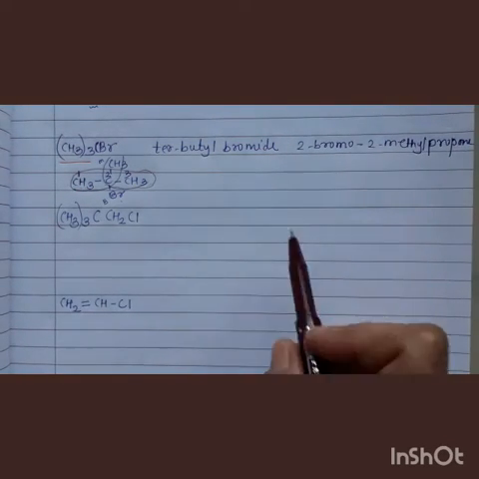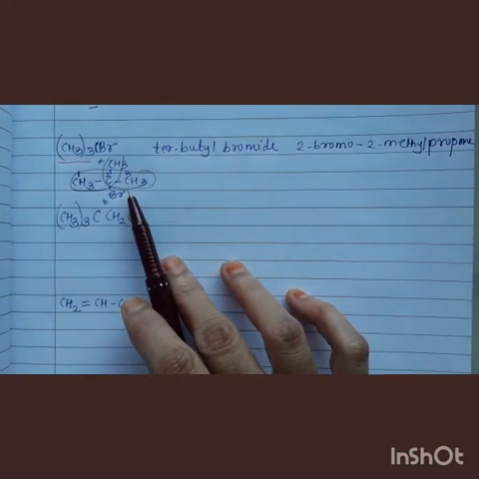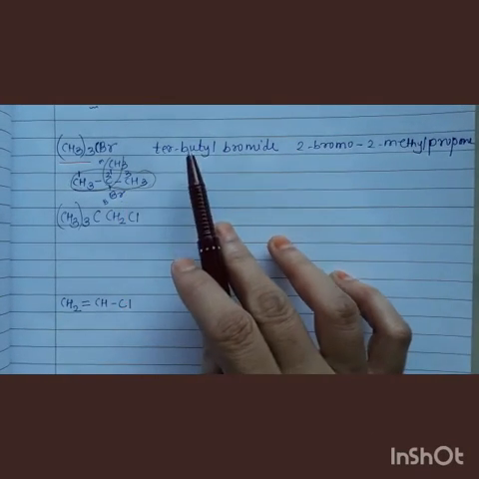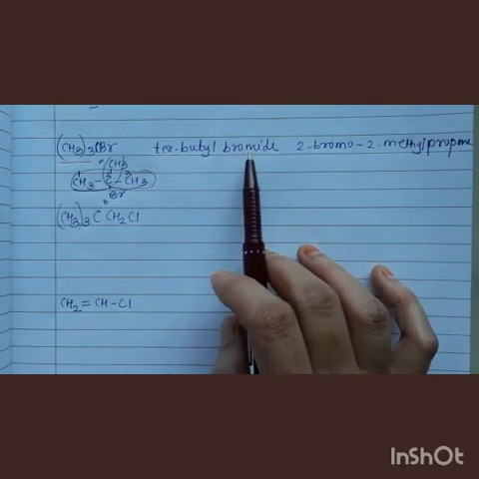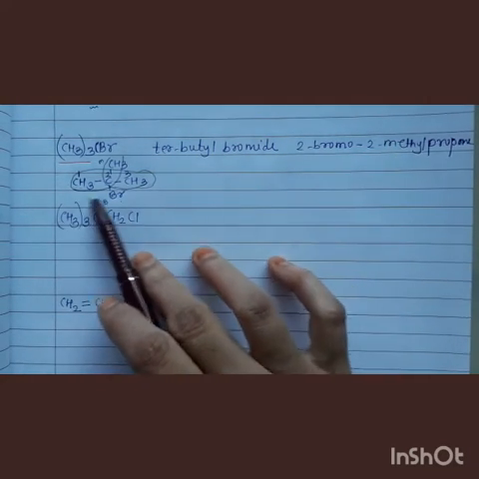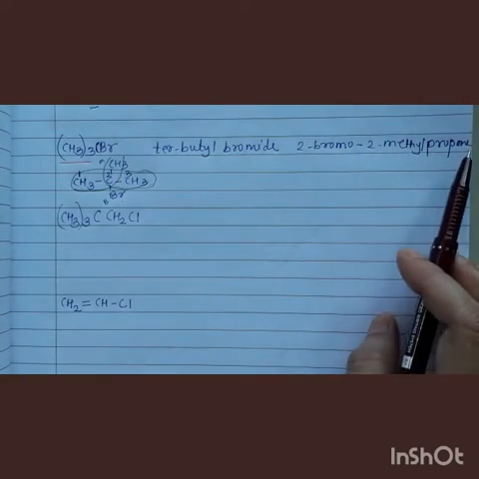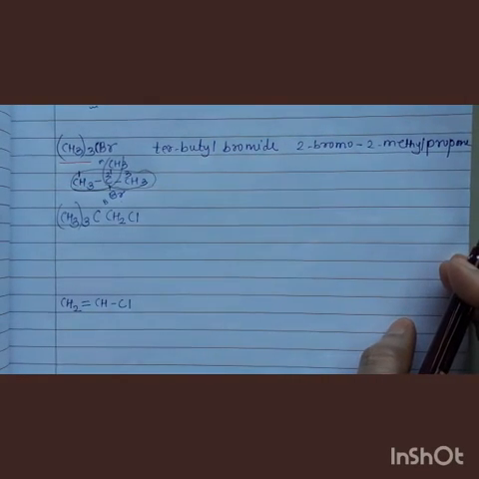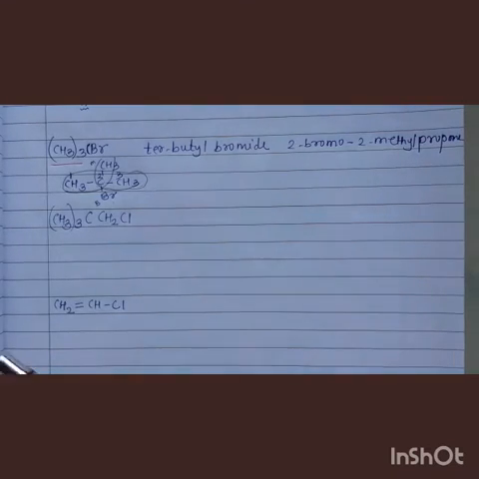See carefully, while writing the common name of this compound, we have taken the parent alkane as butane. So it became tertiary butyl bromide. But the IUPAC name of this compound is 2-bromo-2-methyl propane. Understand? Let us see next now.